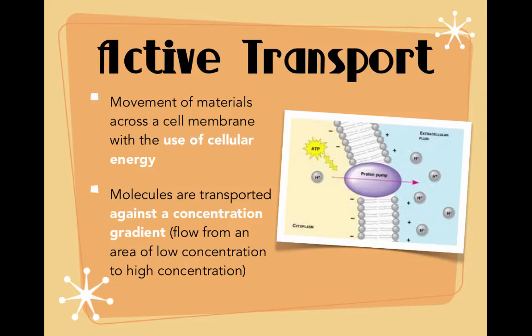With active transport, the materials move across the cell membrane with the use of cellular energy. So this is opposite from passive transport that requires no energy. Active transport requires energy. The molecules are transported against a concentration gradient, so it goes from an area of low concentration to an area of high concentration. This is opposite from passive transport, which goes along a concentration gradient from an area of high to low.